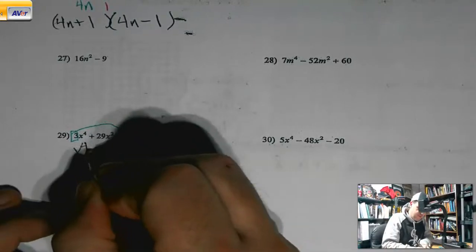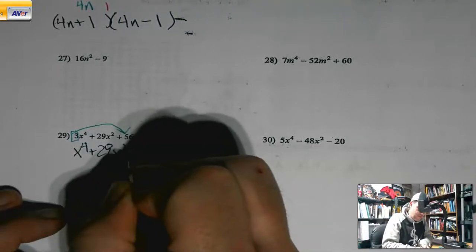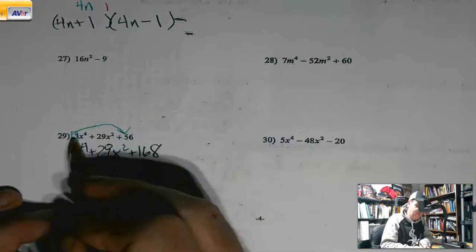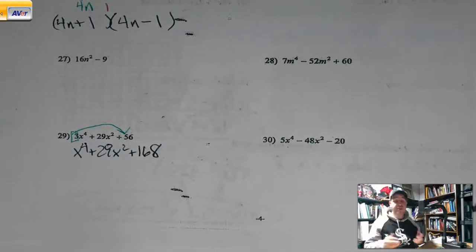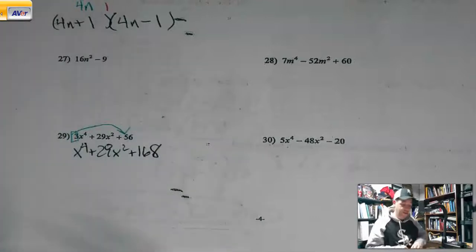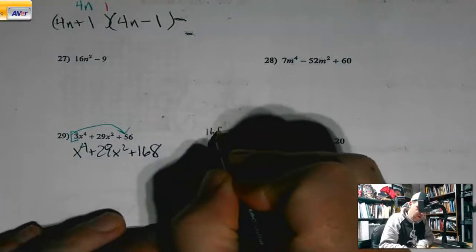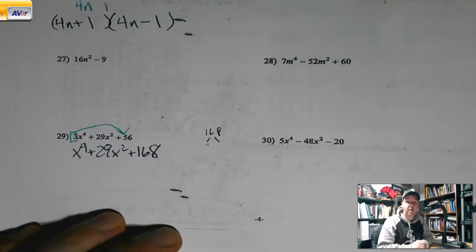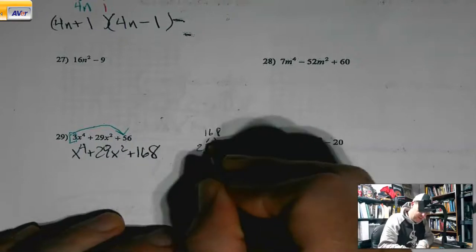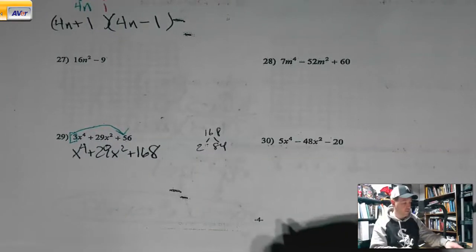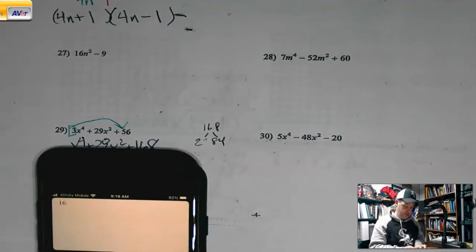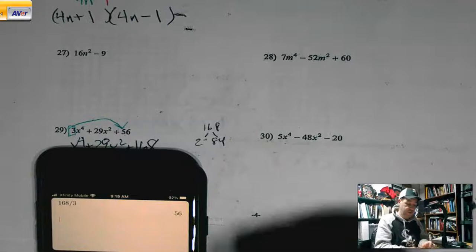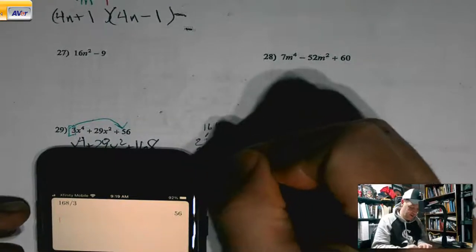x to the fourth plus 29x squared plus 168. 3 times 56. The slide just means multiply. So you're either going to go through your multiplication chart looking for 168, or maybe you're going to grab your calculator and start dividing numbers in. And if it goes in nicely, you're like, okay, that's great.